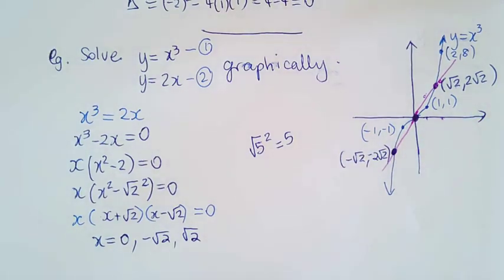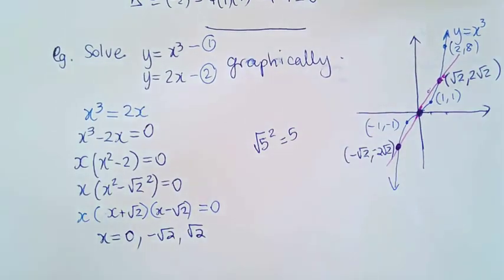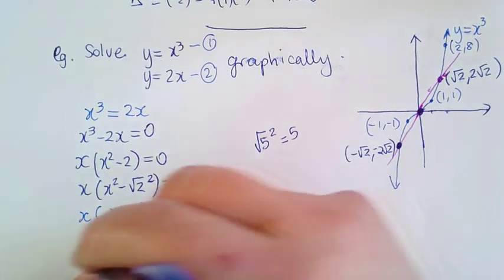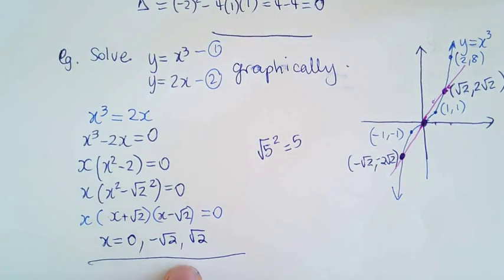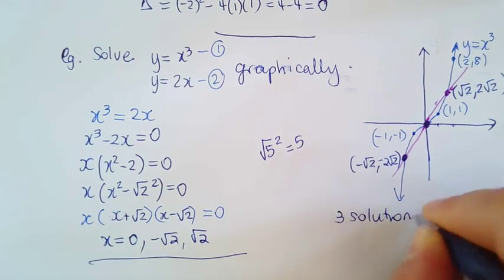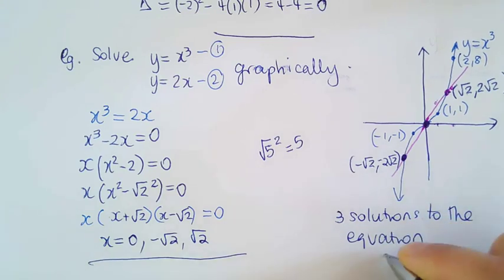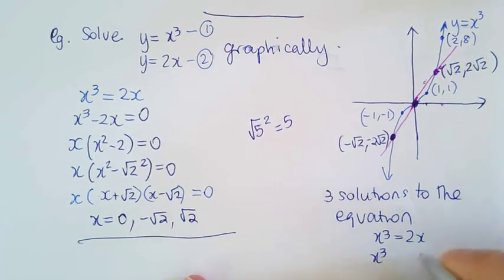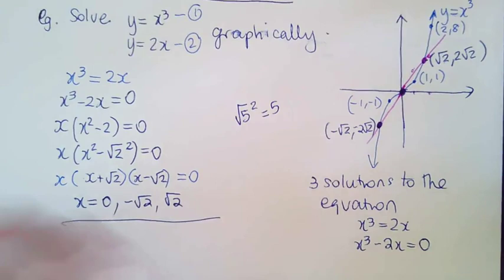But when I ask you to solve graphically, it's often just asking for the x values. So my solution of x values, by putting the two equations together, are x is 0, x is negative root 2, x is root 2. I could say that there are 3 solutions to the equation x cubed equals 2x, or the equation x cubed minus 2x is 0. There are 3 solutions to that equation.